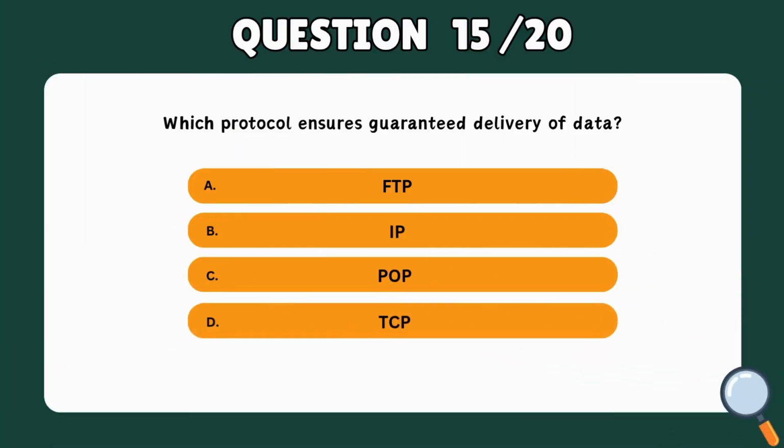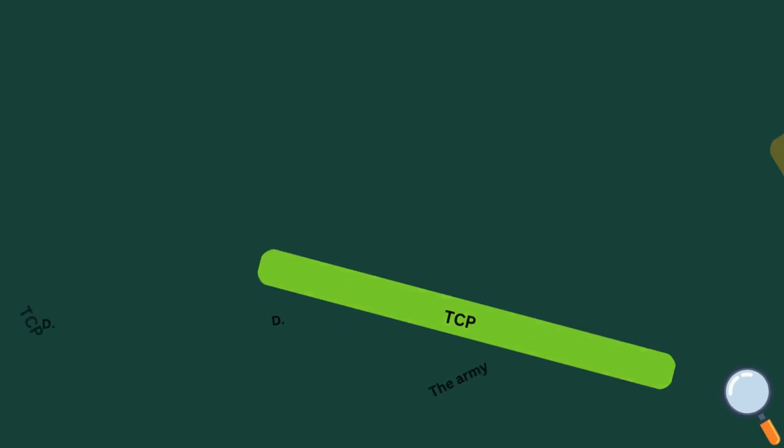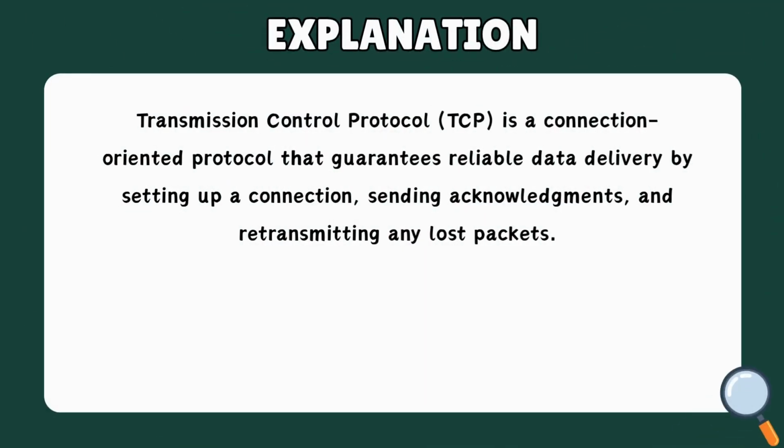Question 15. Which protocol ensures guaranteed delivery of data? A. FTP. B. IP. C. PLP. D. TCP. Correct answer, D. TCP. TCP, Transmission Control Protocol, is a connection-oriented protocol that guarantees reliable data delivery by setting up a connection, sending acknowledgments, and retransmitting any lost packets.